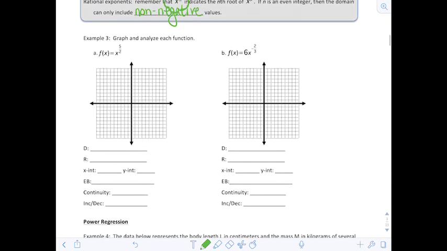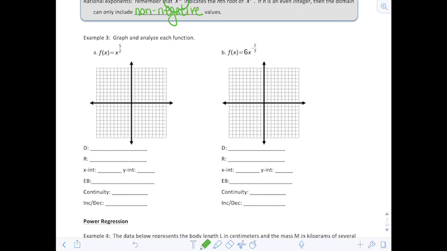So graph and analyze this function, x to the 5/2 power. Now, I'm going to cheat just a little bit because radicals are still coming, but remember, the denominator is my root, and the top is my power. So I can also write this as the square root of x to the 5th, where I can put that on the outside. Now, because this is a square root, I can only put in domain values that are non-negative.